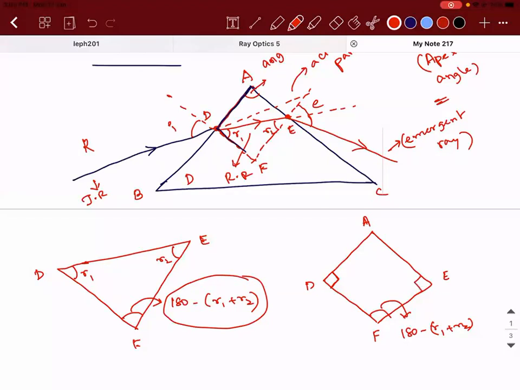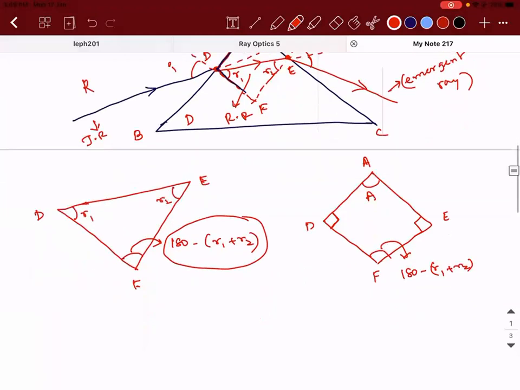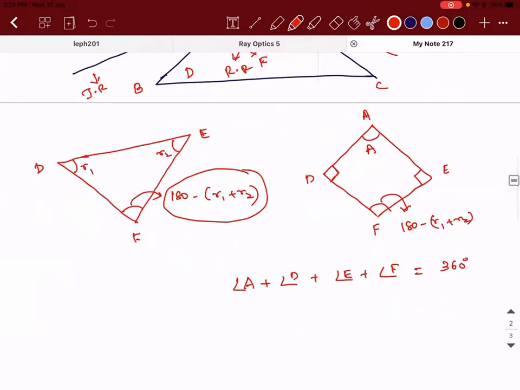So this is 90. Similarly, angle E is also 90. And this angle, if I take it as A, then what is A plus angle D plus angle E plus angle F equal to? Since it's a quadrilateral, it is going to be 360 degrees.